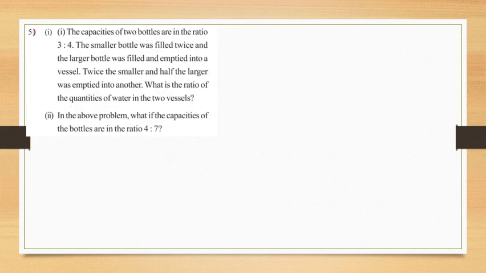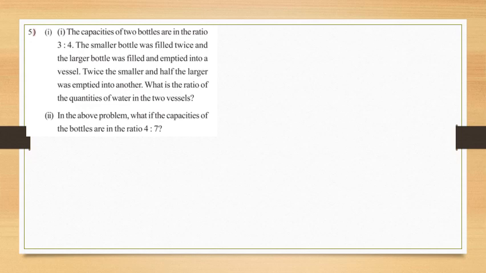Question number 5. The capacities of two bottles are in the ratio 3:4. The smaller bottle was filled twice and the larger bottle was filled and emptied into a vessel. Twice the smaller and half the larger was emptied into another. What is the ratio of quantities of water in the two vessels? Second sub-question. In the above problem, what if the capacities of the bottles are in the ratio 4:7? Hope question is clear to you.